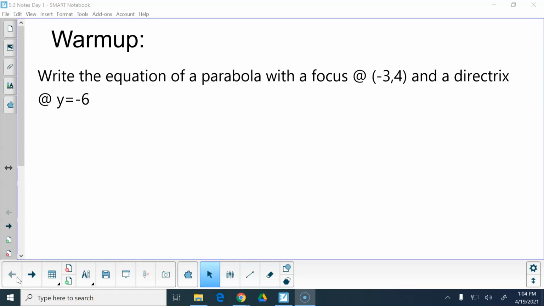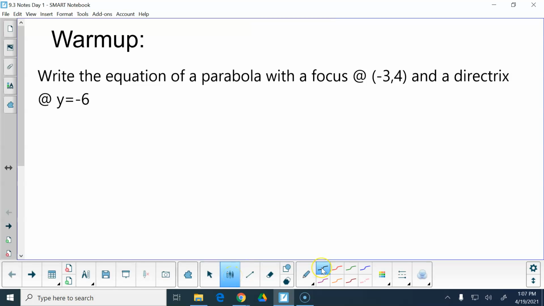Okay? So find me the equation of a parabola with a focus at -3, 4 and a directrix at y equals -6. The nice thing is that you have taken such great, grand, and wonderful notes that you can easily look back up. Hold on. Okay. All right.